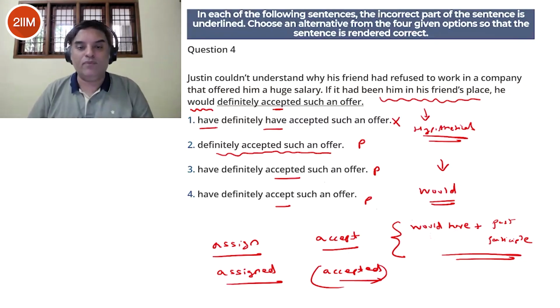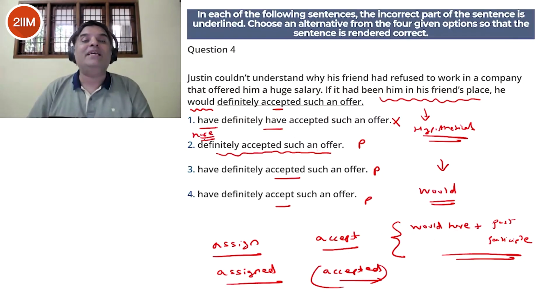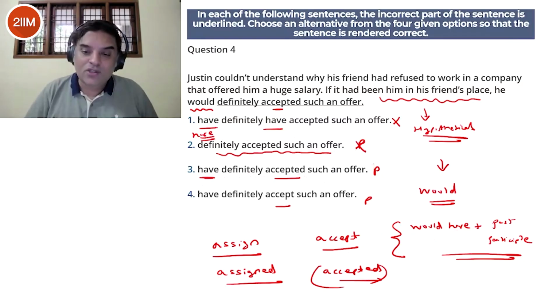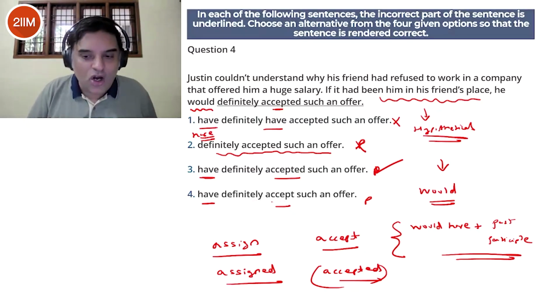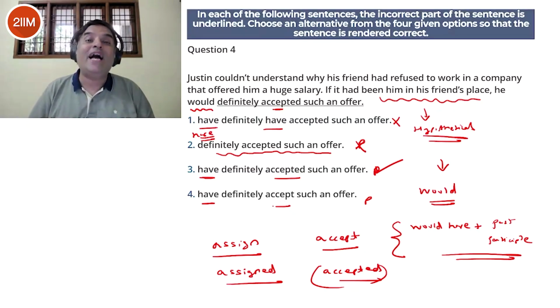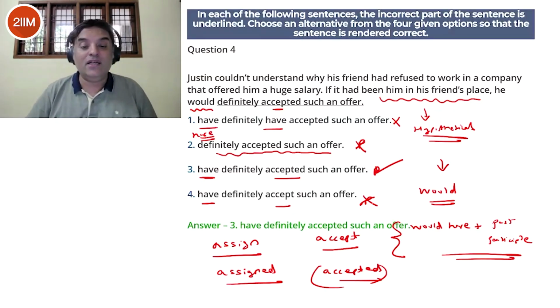Now let's look at 2, 3, and 4. He would definitely accept such an offer. Now, what is the problem? There is no have here. Have is missing. And because you're using would, you need have. So this is gone. He would have definitely accepted such an offer. So you have would have, and you also have the past participle. So this seems absolutely correct. Let's look at 4. He would have, great, definitely accept. No, this is wrong. You'll have to use the past participle. So it has to be accepted. So therefore, this is wrong as well. The answer is number 3.